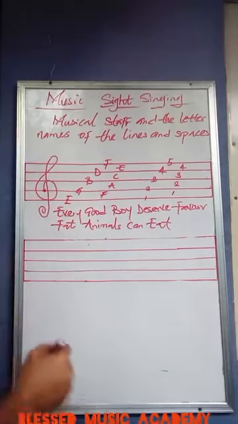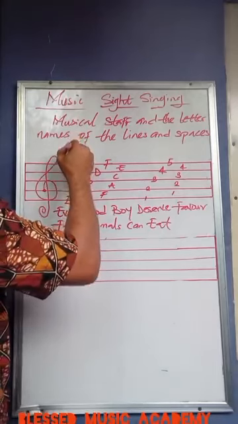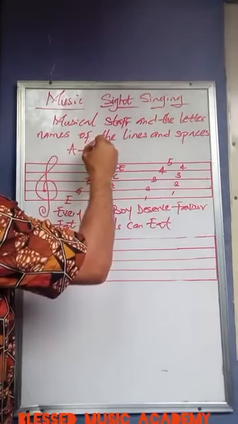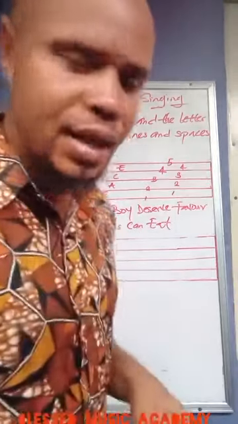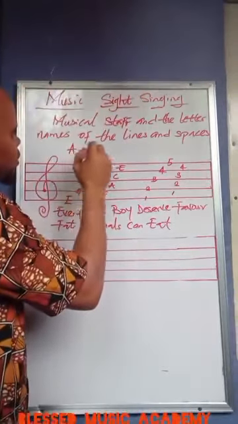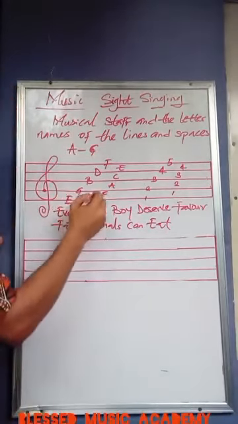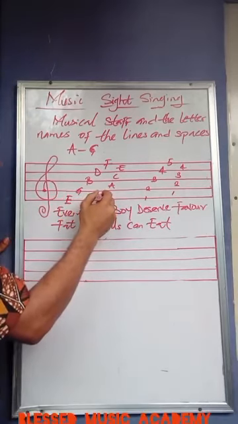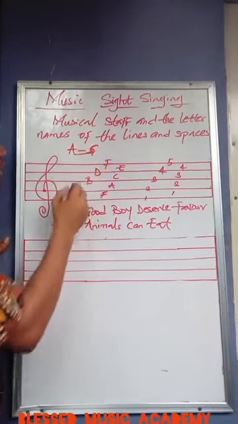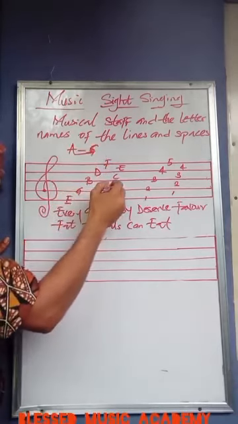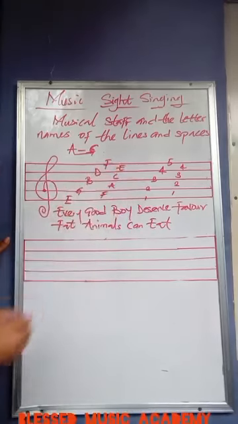Now, you note that in music we use the first 7 alphabet from A to G. So I'm going to teach you another pattern. Since we have started from E here, the next space or the first space is F. The line is G. Since it's A to G, once you get to G, go back to A. And that is what is happening here. This is our G, this is our A, this is B, C, D, E, F.